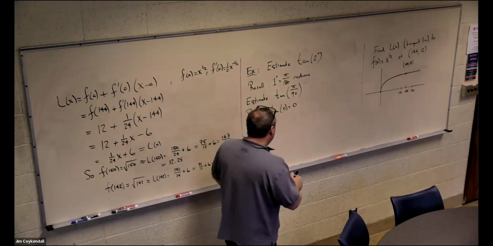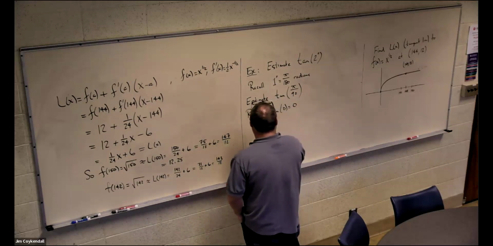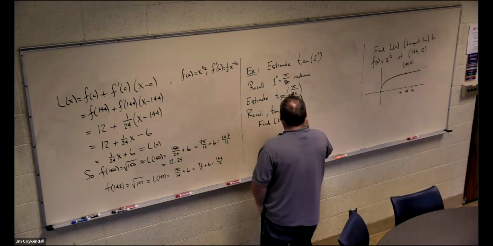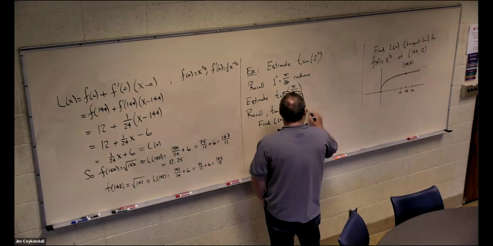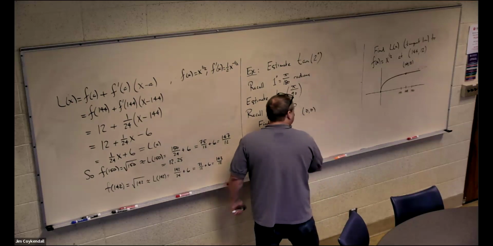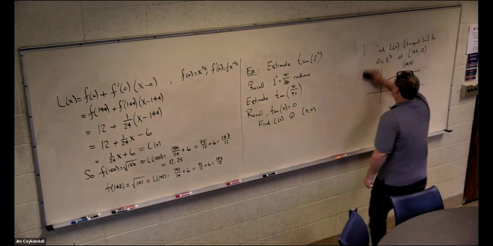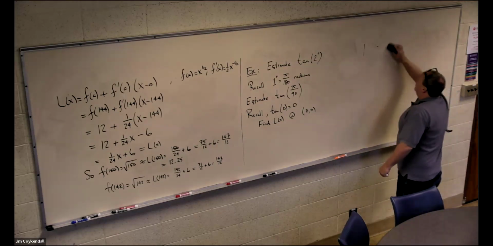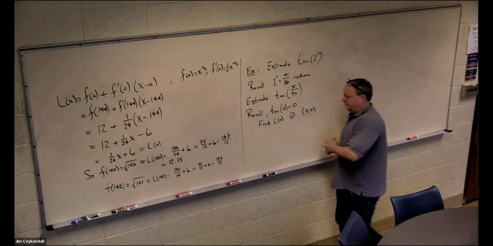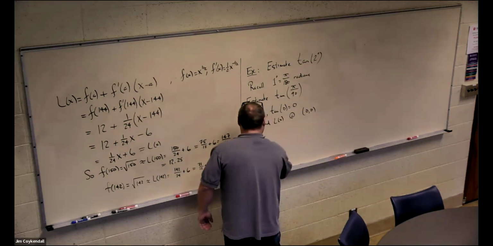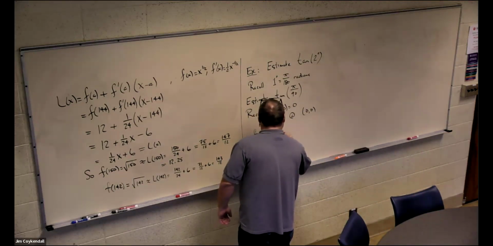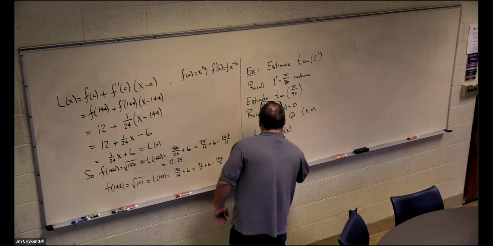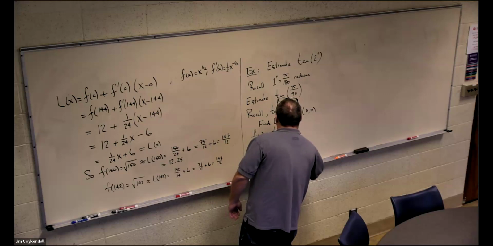And that's what we're going to do. So we're going to find L(x) at (0, 0). Let's recall that if f(x) is tan x, then f prime of x is secant squared x.